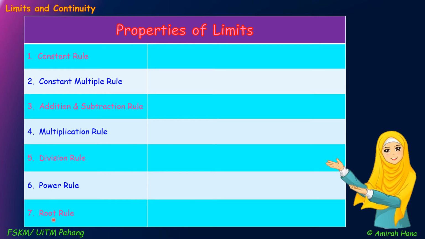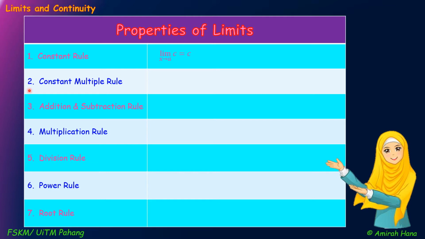There are 7 properties of limits. Now we look at them one by one. The first one is the constant rule. If we have the limit as x approaches a of c, where c is a constant, it equals the constant c, because there is no variable x to substitute here, right?